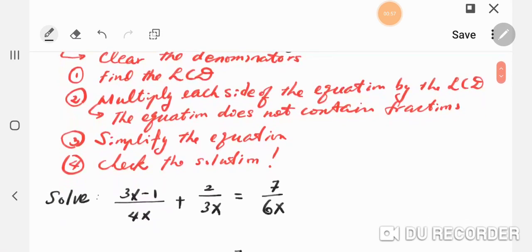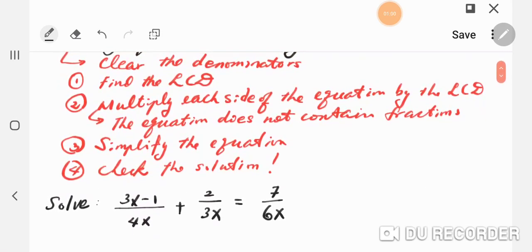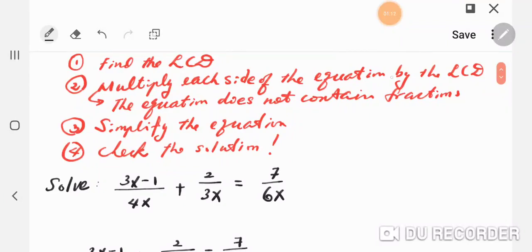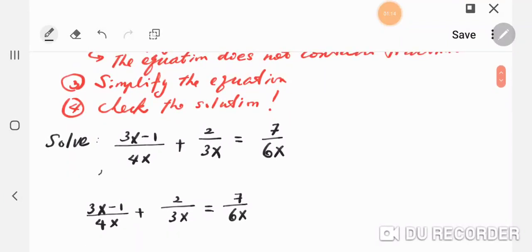For example, we want to solve this equation. This equation contains fractions. There are 3 fractions, so there are 3 denominators. We will multiply this equation by the LCD. So let's find the LCD. The numbers are 4, 3, 6. So the LCD should be 12x, because 12x is the least common multiple of these 3 denominators.